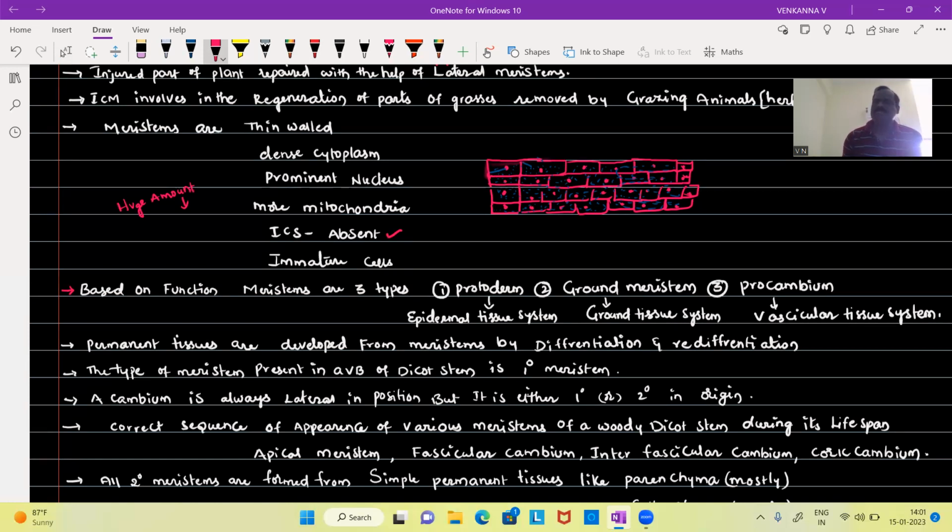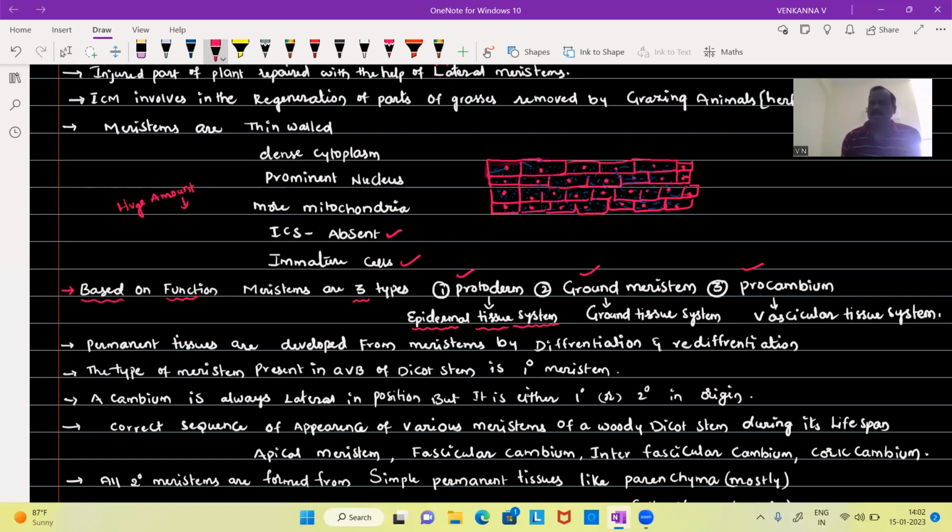Intercellular spaces are absent in between the cells of meristematic tissue. These are always immature cells. Based on function, the meristems are divided into three types: protoderm, ground meristem, and procambium. Protoderm is involved in the formation of dermal tissues. Dermal tissues are protective tissues that are included under a tissue system called the epidermal tissue system.